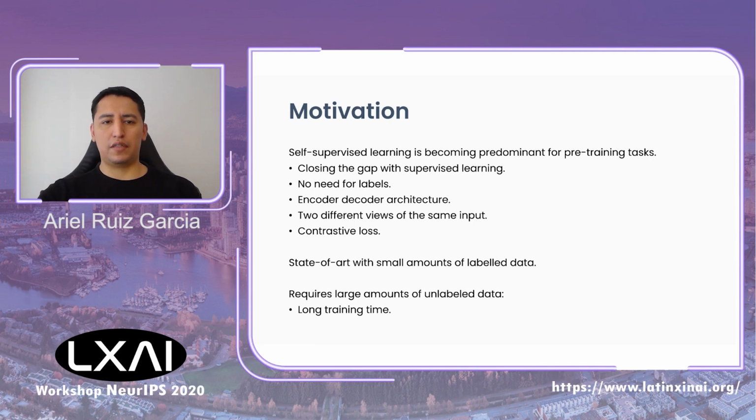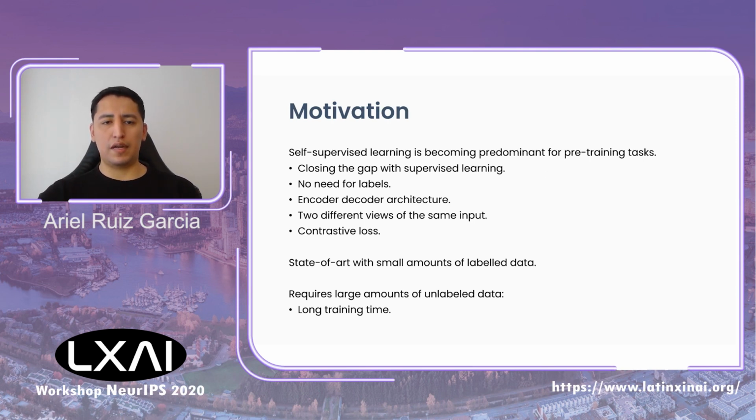So self-supervised learning is becoming a popular pre-training approach for deep neural models. This is mainly due to their outstanding performance with limited amounts of labeled data. Traditionally, in self-supervised models, we use contrastive loss and an encoder-decoder architecture. The encoder is normally the model that we want to fine-tune for classification in the end.